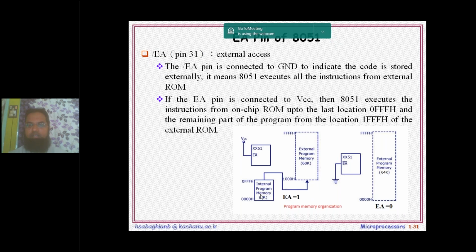If external access is 0, it means that the entire program is available in the external program memory. Just to indicate to the 8051 whether the entire program is available in the external program memory, or some part in internal and another part in external, that is indicated by external access.